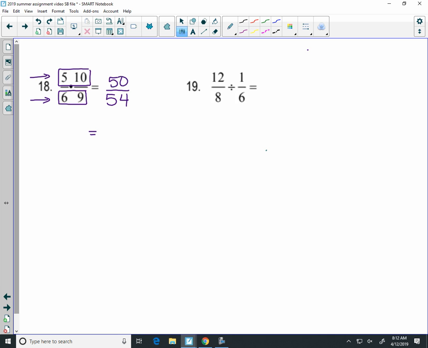And then reduce. So I can reduce 50, I can take 2 out of both. 50 divided by 2 is 25. 54 divided by 2 is 27.